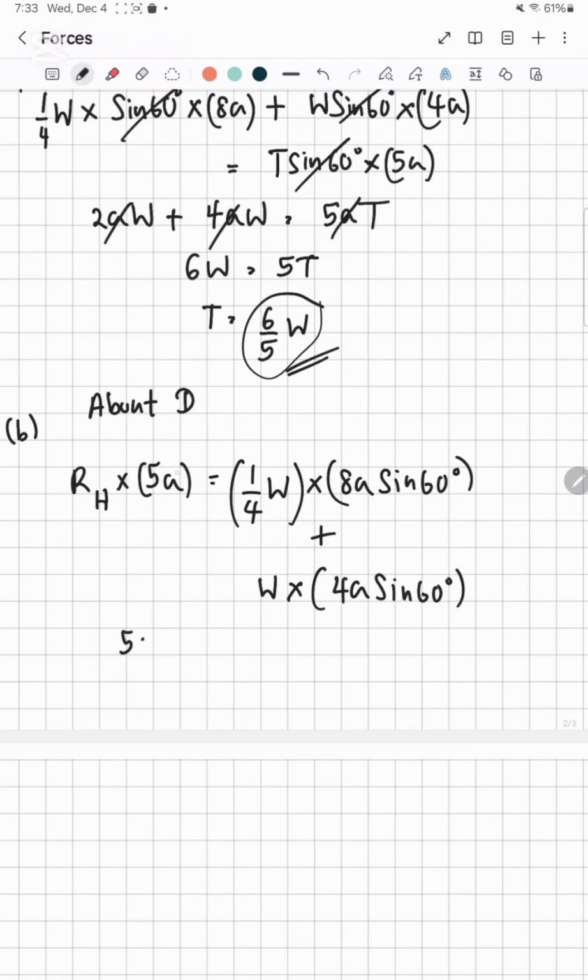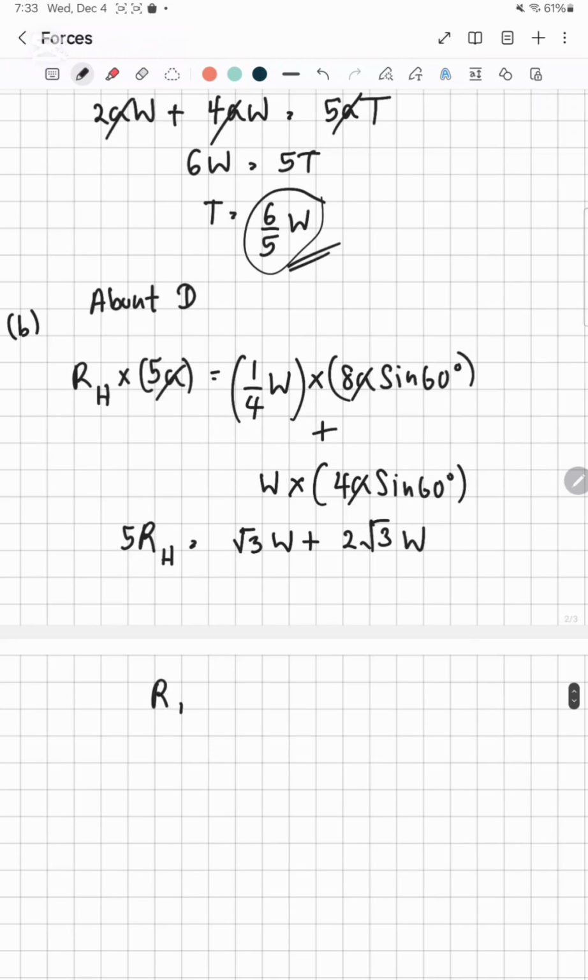You can cancel off the A, they are common. So 5RH equals 1 over 4, 8 sine 60 is root 3 W, plus this is 2 root 3 W. So RH equals 3 root 3 over 5 W, right?